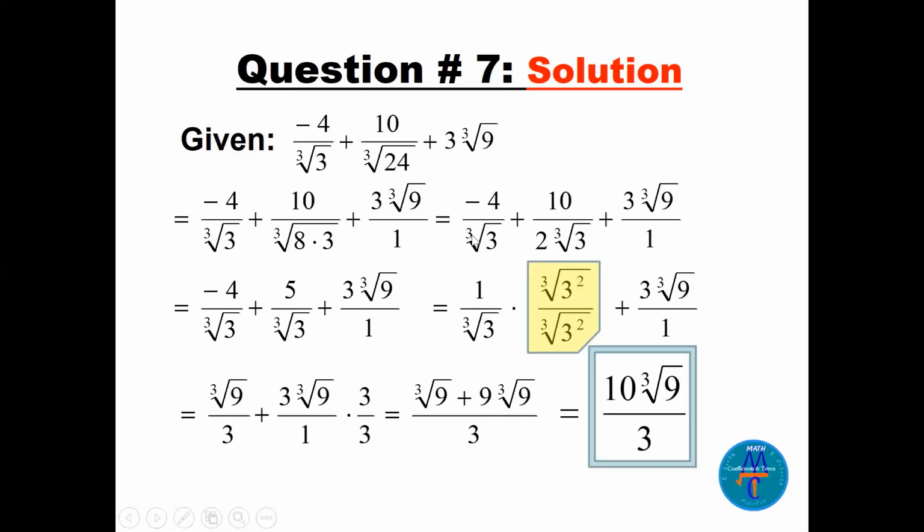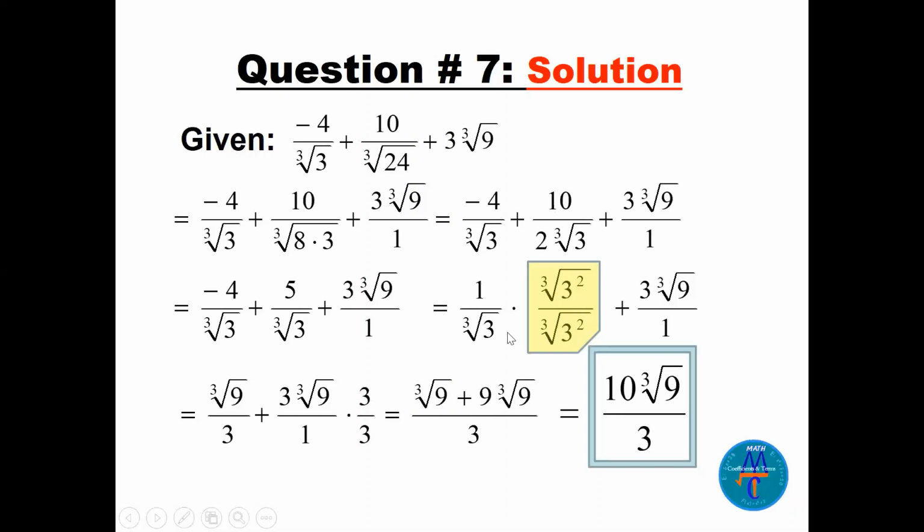Because see, to add the fractions, leave the last one, please. To add here the fractions, we should have the same denominator here. So since there is 10 over 2 is 5, so I have the same denominator, cube root of 3. So minus 4 plus 5 is 1. See, this is 1 over cube root of 3.